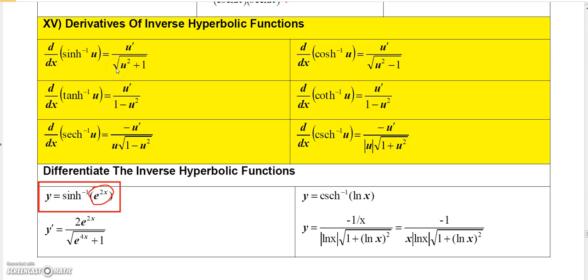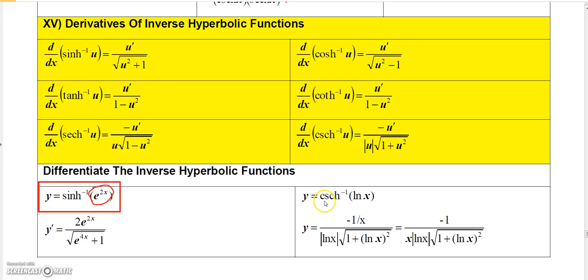Now the denominator would be the square root of u squared plus 1. So notice down here I have the square root, and then if I square u, that would be squaring e to the 2x. And if you square e to the 2x, you get e to the 4x. So the denominator would be the square root of e to the 4x plus 1. And so that's pretty much it there.